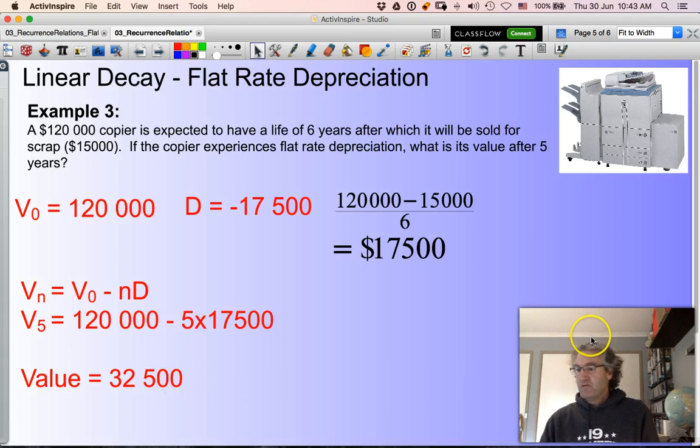I hope this presentation has given you a better understanding of recurrence relations and how recurrence rules can be applied to solve problems associated with flat rate depreciation.